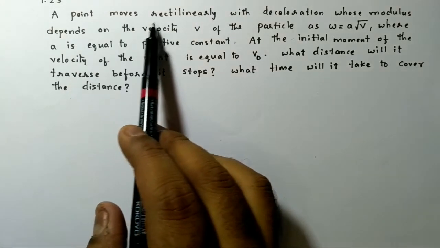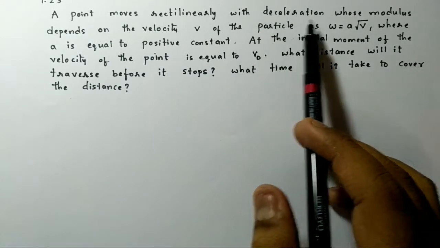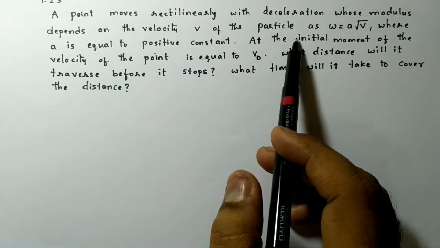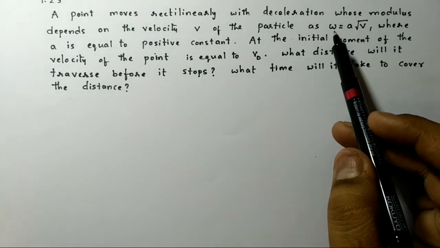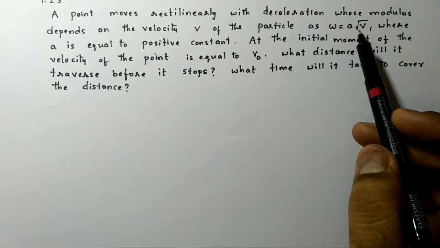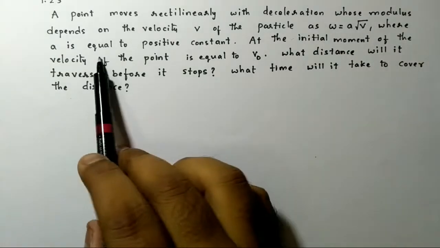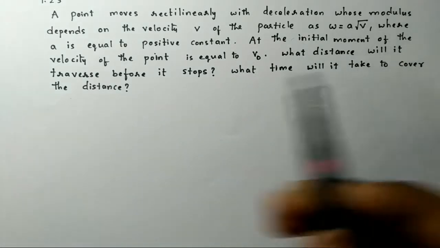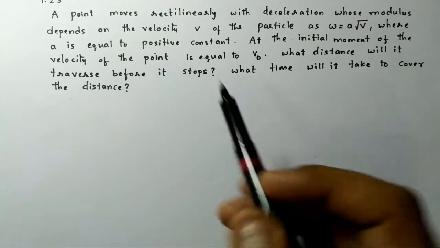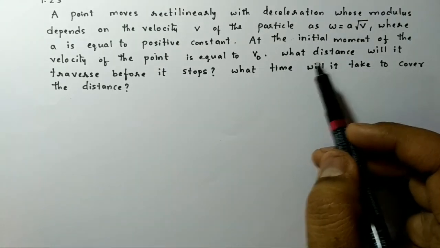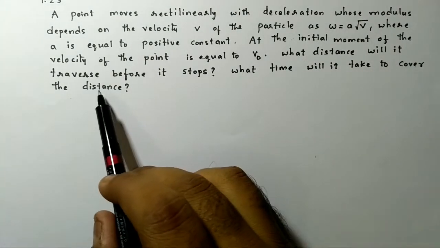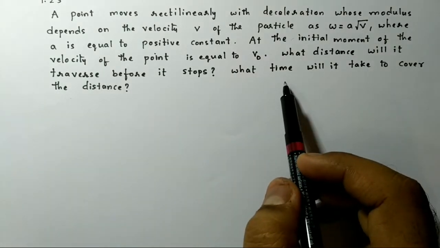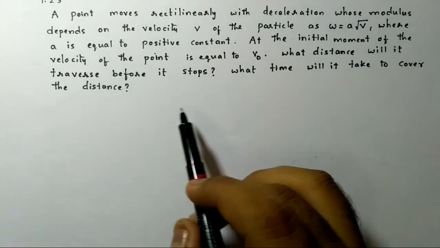A point moves rectilinearly with deceleration whose modulus depends on the velocity v of the particle as omega is equal to a square root of v, where a is equal to a positive constant. At the initial moment the velocity of the point is equal to v naught. At what distance will it traverse before it stops? In the second part of the question, what time will it take to cover the distance?